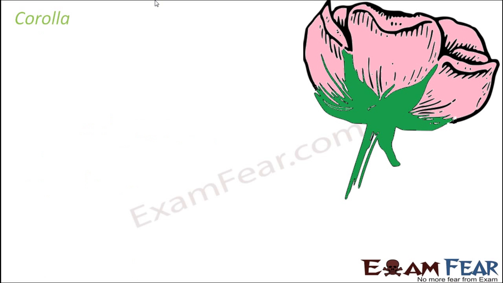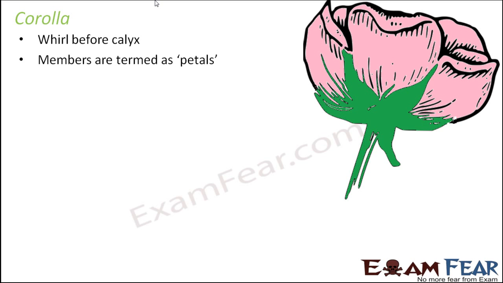So let us look at the next word, that is corolla. Corolla is the whorl after calyx. That means if you start from the outermost, it is next to the outermost. So it lies inner to the calyx. Members are termed as petals, that is the colored petals. They are bright colored. They come in a variety of colors in different types of flowers. They can be red, pink, yellow. Actually there is a huge variety.